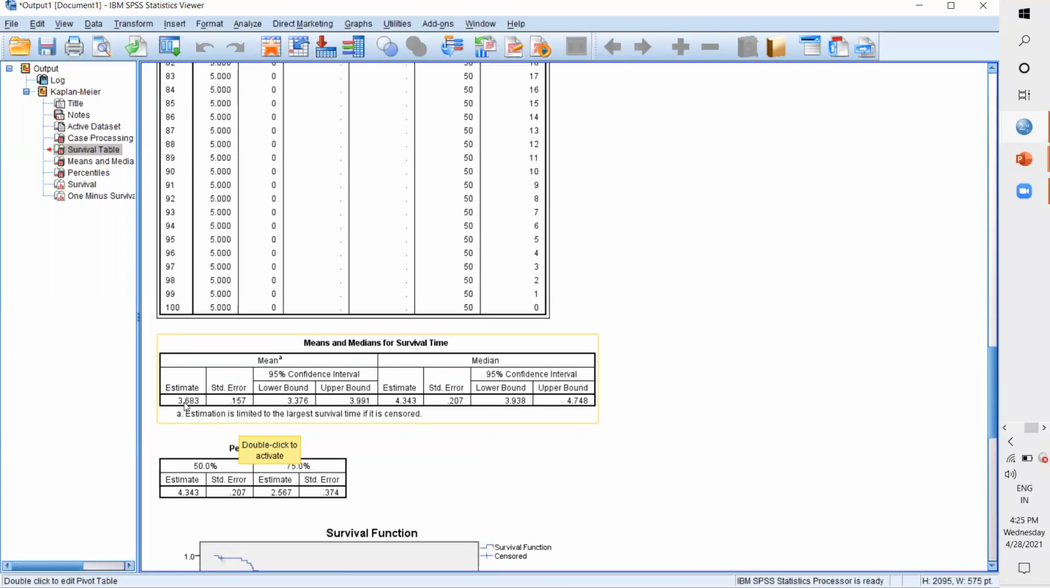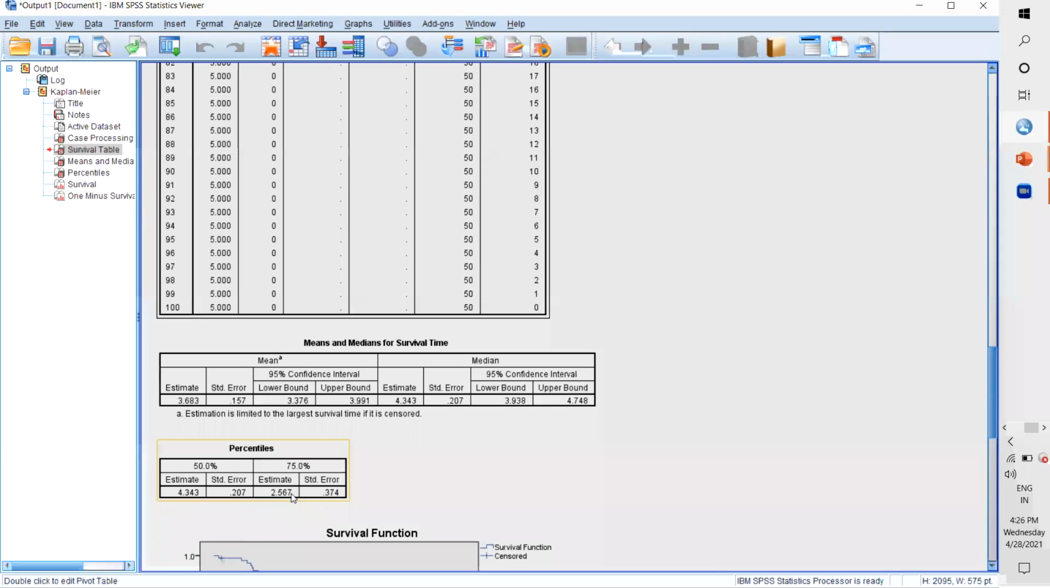Usually the survival time is represented by the median. The median survival time is 4.343, which means that half of the patients will survive past 4 years, with a standard error of 0.27, and with a lower bound and upper bound of these values. And these are the percentiles. So the 50th percentile is equivalent to the median, and the 75th percentile means that 75% of people will survive past 2 or 2.5 years.